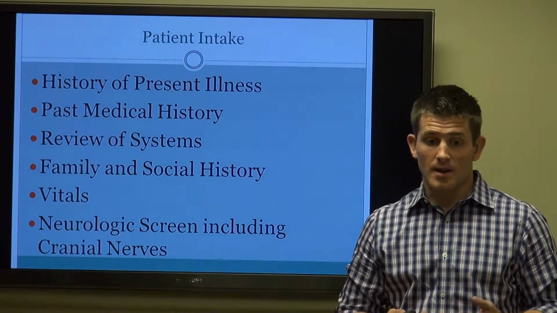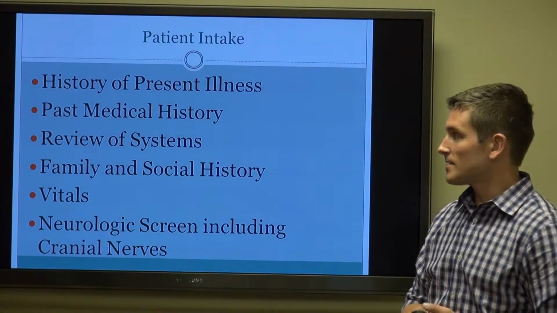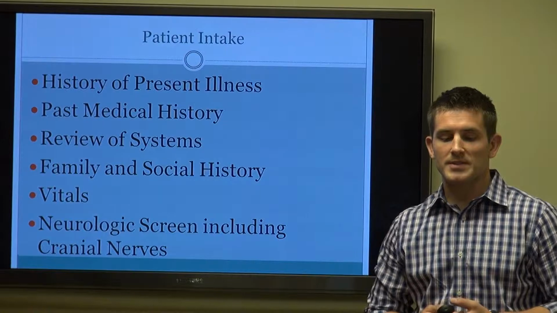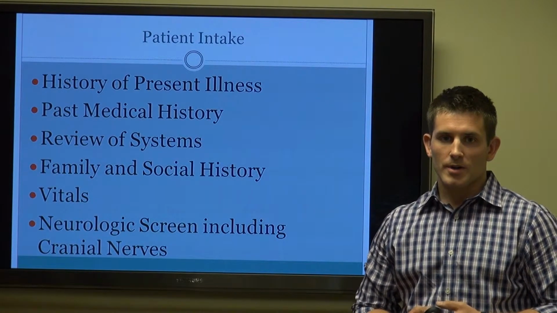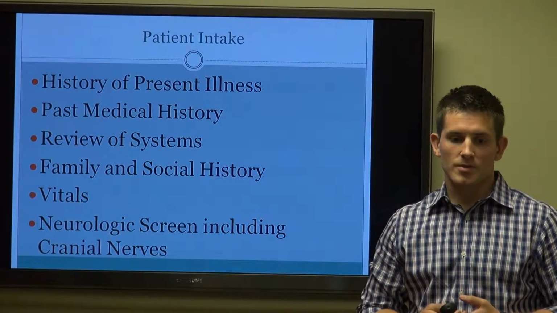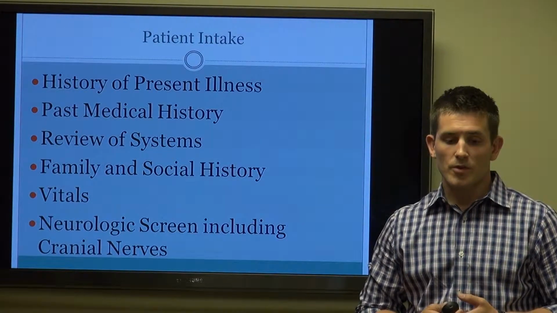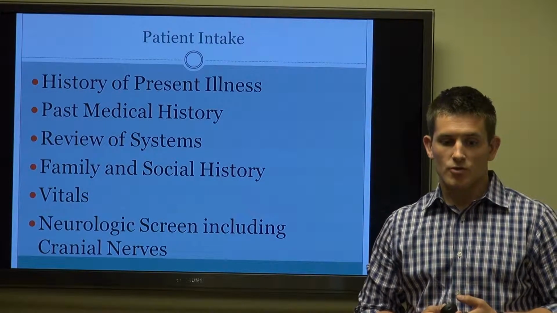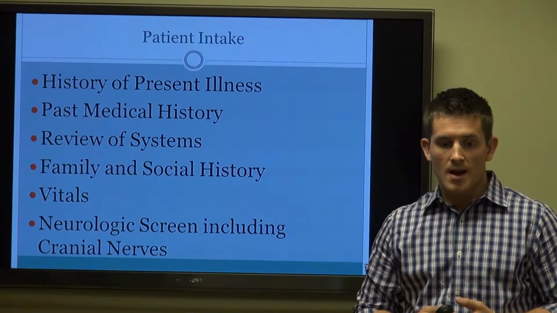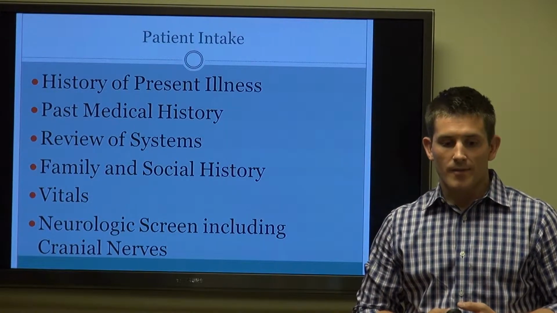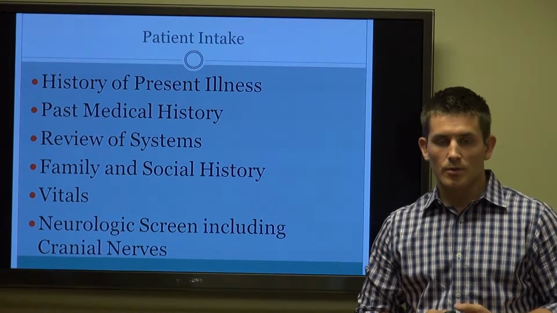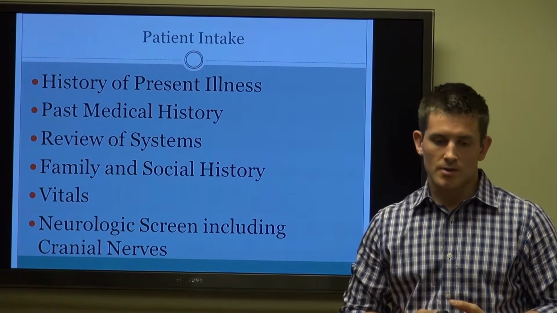So what can you expect? Well, patient intake obviously is very similar, if not the same as everybody else. We're going to look at the history of present illness, of course, review their past medical history, as well as go over the review of systems. We'll get their contributory family history, social history, and of course their vitals. From there, we do a neurologic screen, including cranial nerves, depending on the patient's chief complaint.